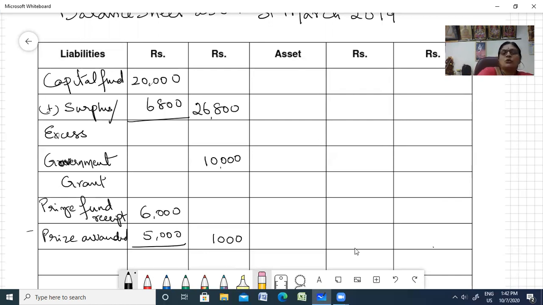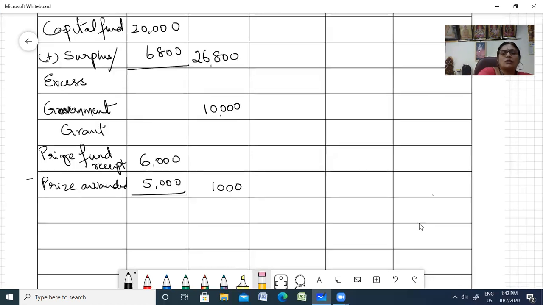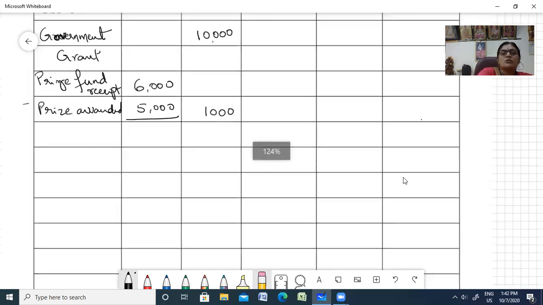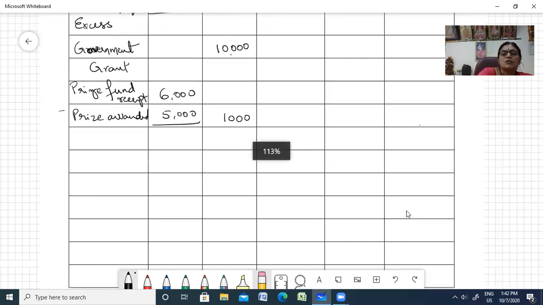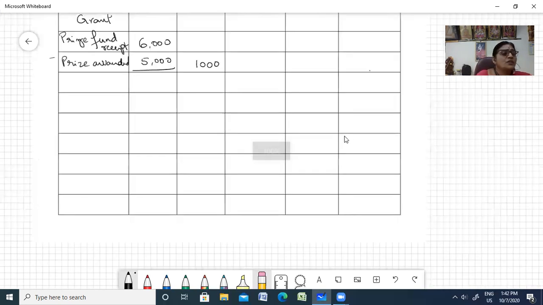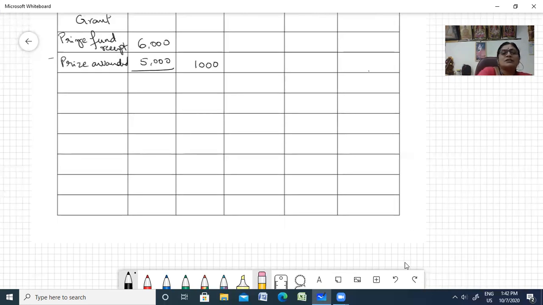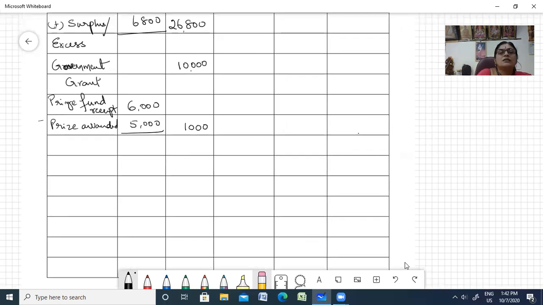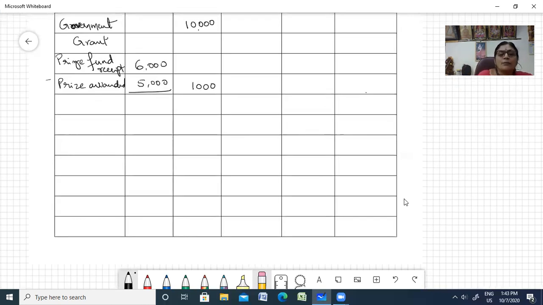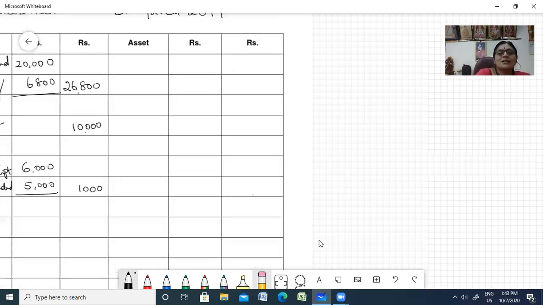So what should be the total of the balance sheet? Let me make it small so that you have space, because there will be a lot of figures on the asset side. So 37,800. Okay, 37,800 is your liability side. Now that you have an idea what your liability side is, let us do the asset side.